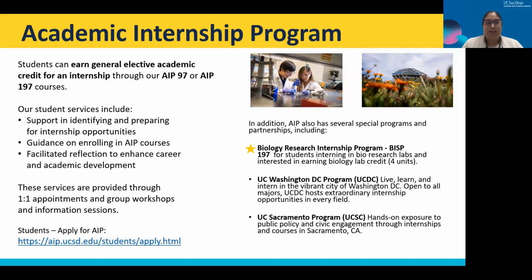So for AIP, or the Academic Internship Program, our program oversees two general courses. These courses are open to students from all majors. We have our lower division AIP 97 and our upper division AIP 197. The way it works is that students, whether they secure an internship through a UCSD resource, or reached out to a company directly and got hired for an internship, have the opportunity to get academic credit for that internship. And we oversee two of the courses that allow students to do that.